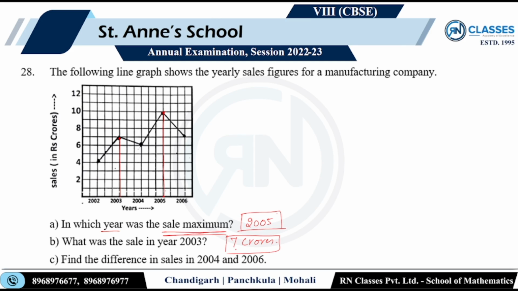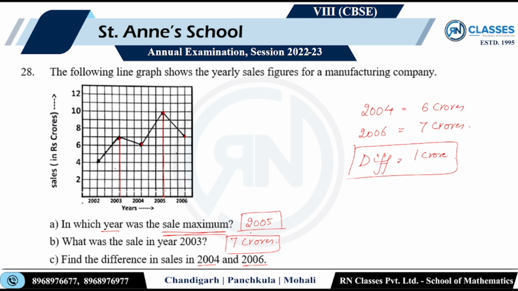Next, find the difference in sales of year 2004 to 2006. 2004 में कितनी थी? 6 crores. And 2006 में कितनी थी? 7 crores. So 2004 में it was 6 crores and 2006 में it was 7 crores. So difference, that is 1 crore.